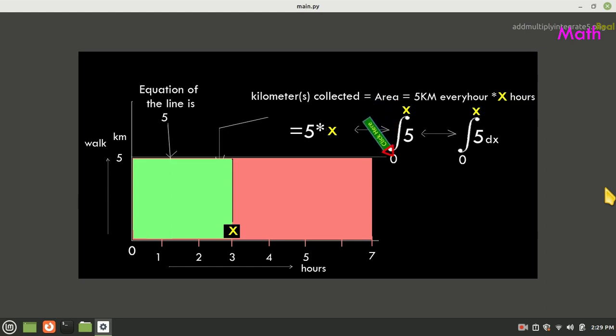Now I can term this line as equation of the line is 5. 5 means everywhere it is 5. Wherever you go, it is 5. It is a horizontal line. It is 5. So equation of this line is 5.